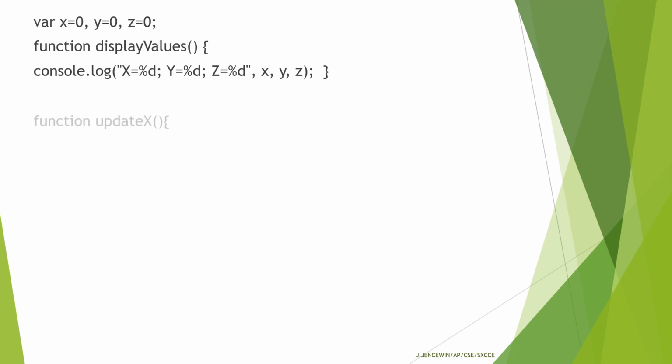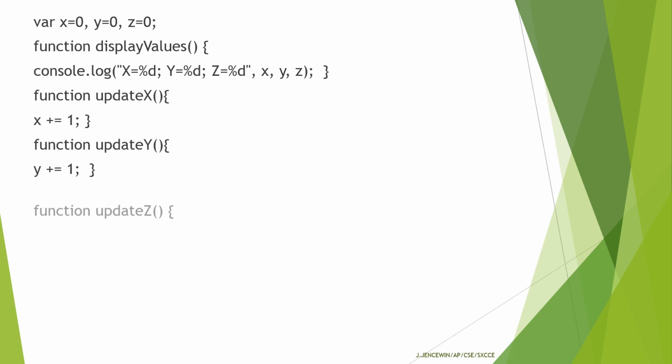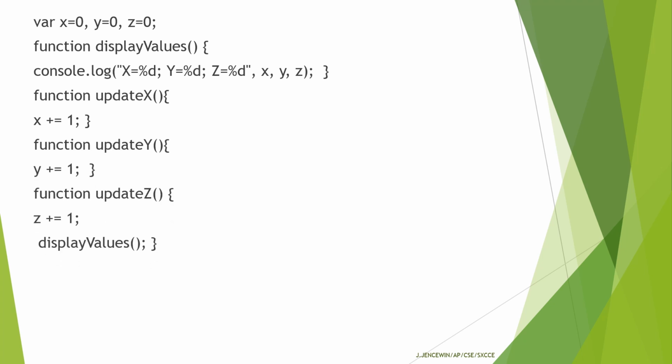So here is an example. Here we are defining three variables x, y, z, and we are using one function, displayValue, that will print the values of x, y, z on the console. We have the first function, updateX, which will increment x by 1; function updateY, that will increase y by 1; and function updateZ, that increases z by 1, and it also invokes the displayValue function.